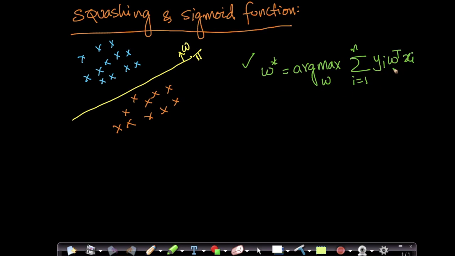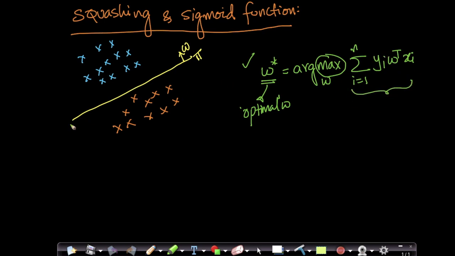So first things first, what is this? I'll just repeat it. Our objective is to find an optimal W which maximizes this. W star basically means the optimal W, or the best W. And what does best W mean? Best W means the best hyperplane, because a normal W to a hyperplane tells us about the hyperplane. We want to find a hyperplane whose normal is W such that it maximizes the sum of these values.